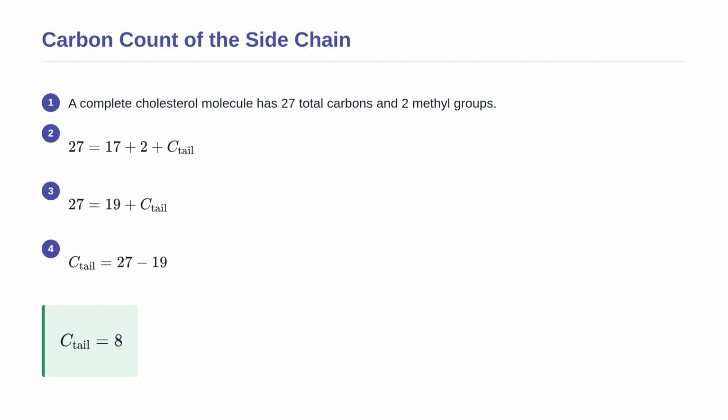We simplify the right side by adding the core and methyl carbons together, giving us 19. By subtracting these 19 carbons from the total 27, we find our final answer. The alkyl side chain contains exactly 8 carbon atoms. This flexible 8-carbon tail is biologically crucial for anchoring the molecules securely within the cell membrane.